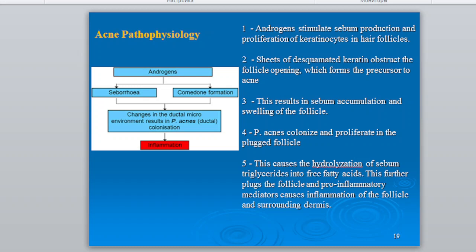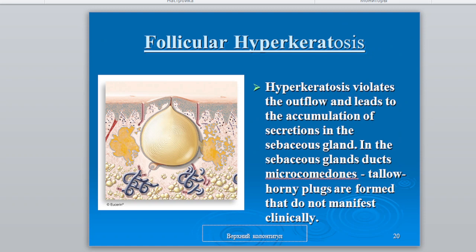4. P. acnes colonize and proliferate in the plugged follicle. 5. This causes the hydrolyzation of sebum triglycerides into free fatty acids. This further plugs the follicle, and pro-inflammatory mediators cause inflammation of the follicle and surrounding dermis. Next.